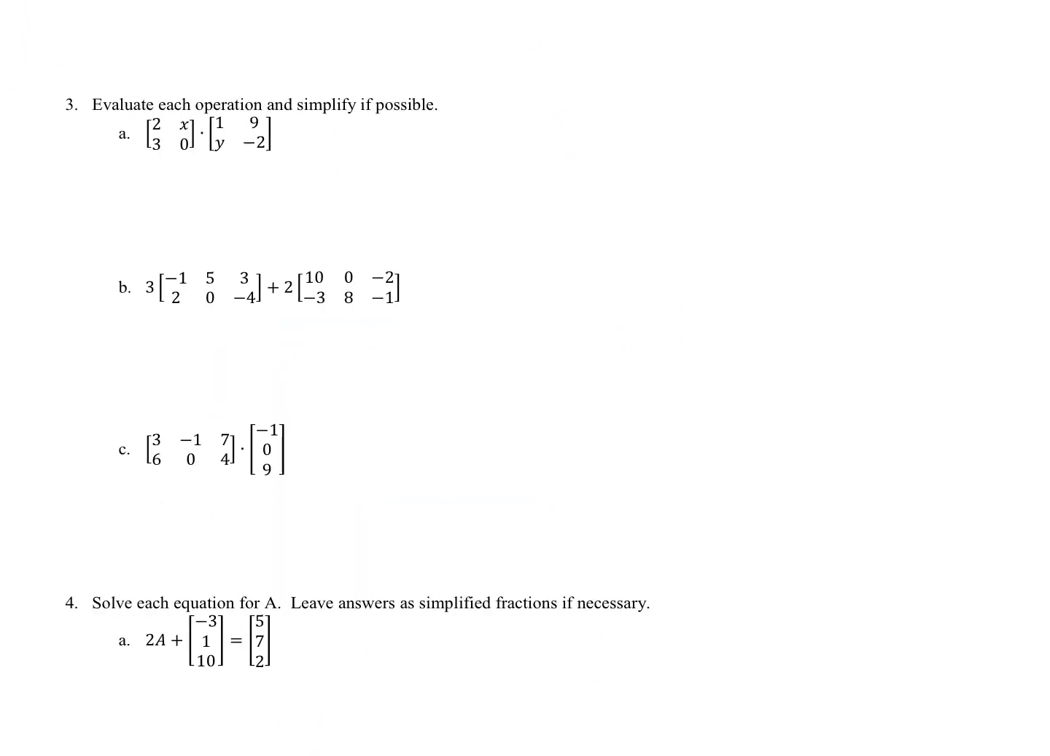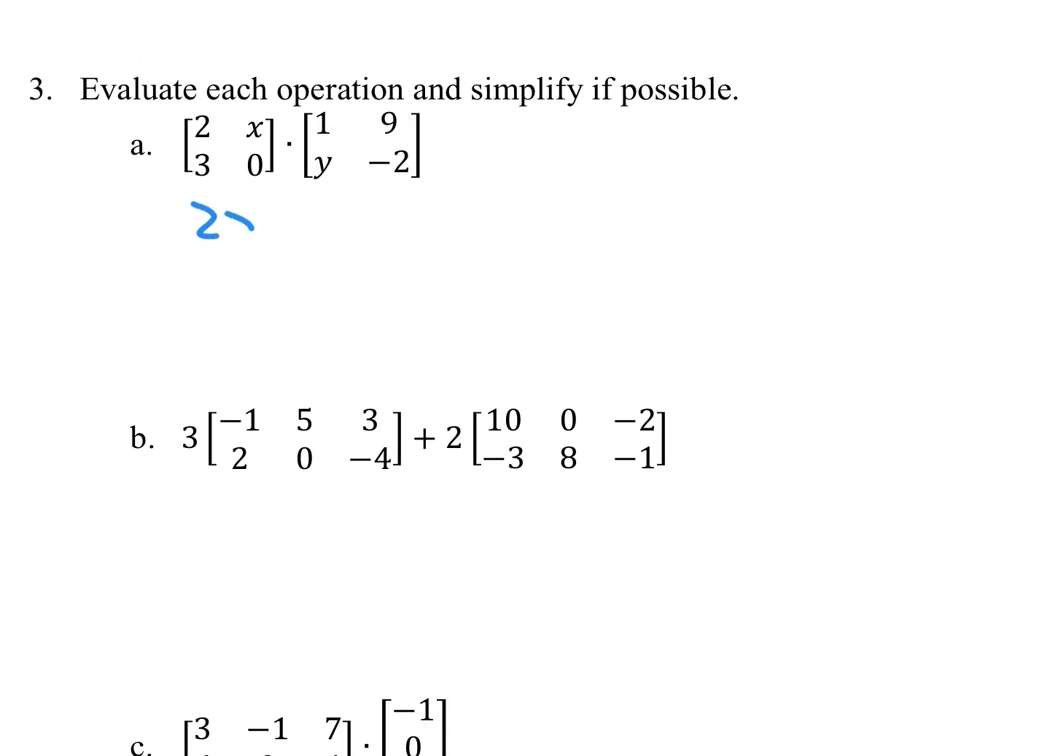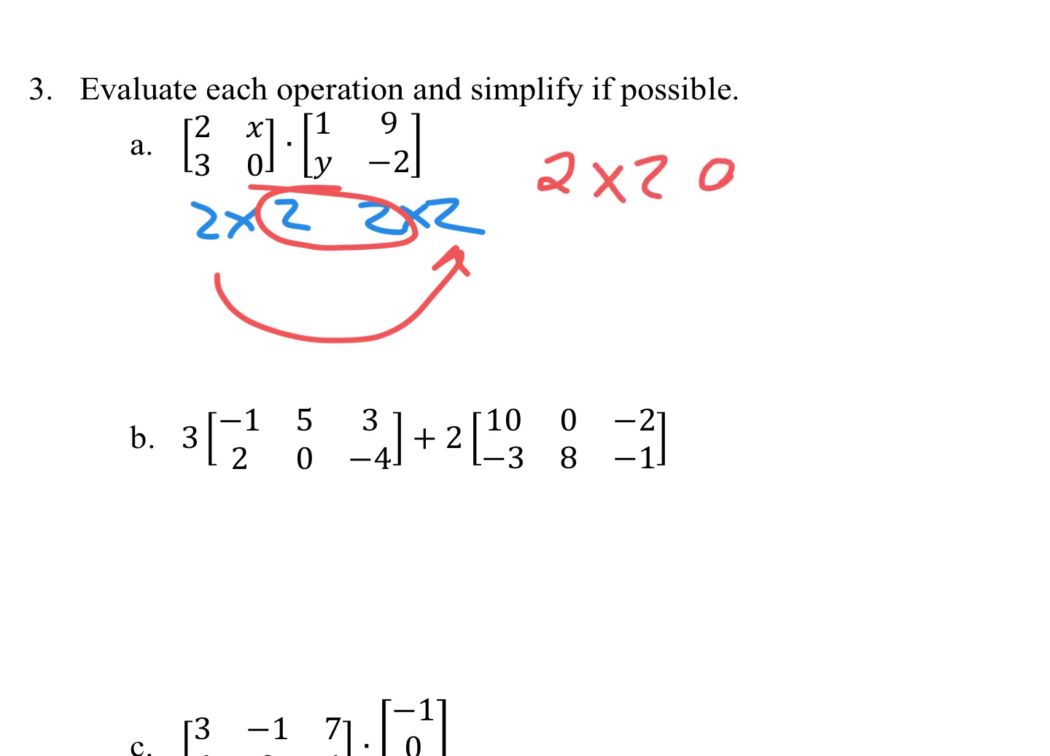Next page. There's our stuff about matrices. I had a kid earlier tell me, I'm not sure I remember how to multiply them, so I'm going to remind you. Look at problem 3A, everybody. Would you agree this is a 2 by 2? And this is a 2 by 2. You check these two to see if they're the same. If those two are the same, then the answer will be a 2 by 2 matrix. I have a 2 by 2 answer.